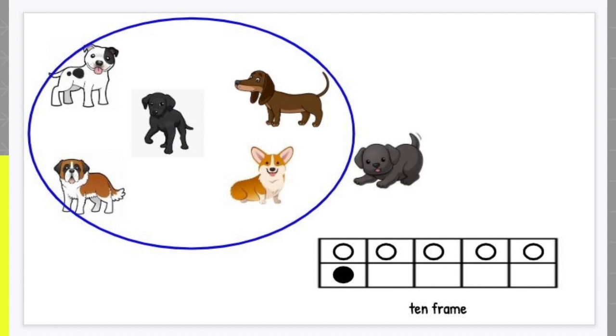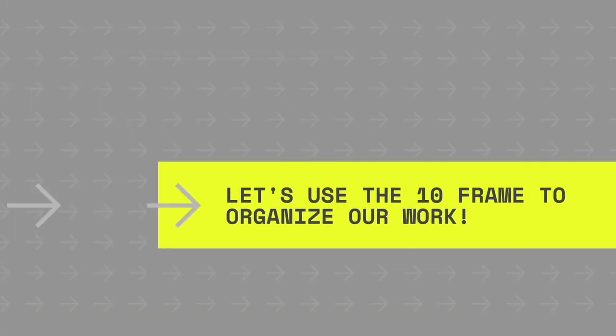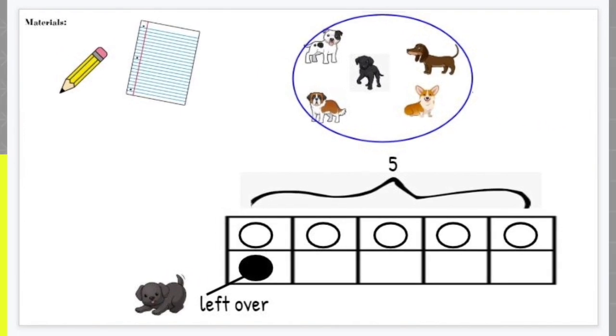Now you'll notice that I've got 1, 2, 3, 4, 5 puppies in my circle. I found a group of 5. And there's one puppy that's outside the circle. Don't worry, he's not going to get left out. We're just showing our thinking by organizing with groups of 5. That puppy is still going to get to play with the other puppies. So if you notice, I've got my 10 frame ready, okay? Let's use our 10 frame to organize our thinking.